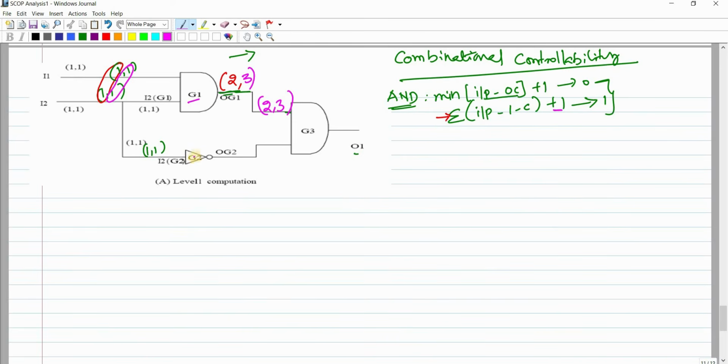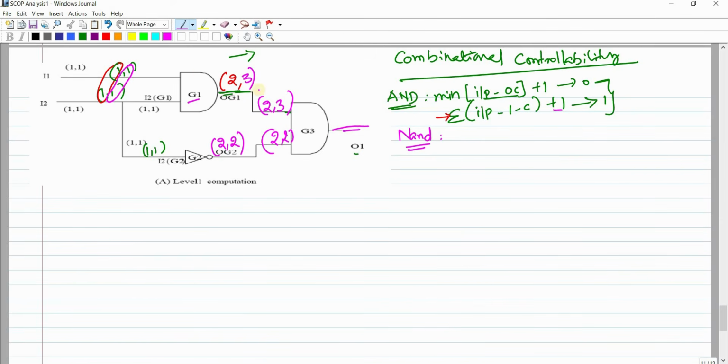Okay. So here, see here guys, it is a NOT gate. Here for input we have considered 0 controllability is 1, 1 controllability is also 1. We have already known for the NAND gate from the table, 0 controllability is 1 controllability plus 1. So 1 controllability is 0 controllability plus 1. That makes 2 comma 2. Okay. Here it is 2 comma 2.